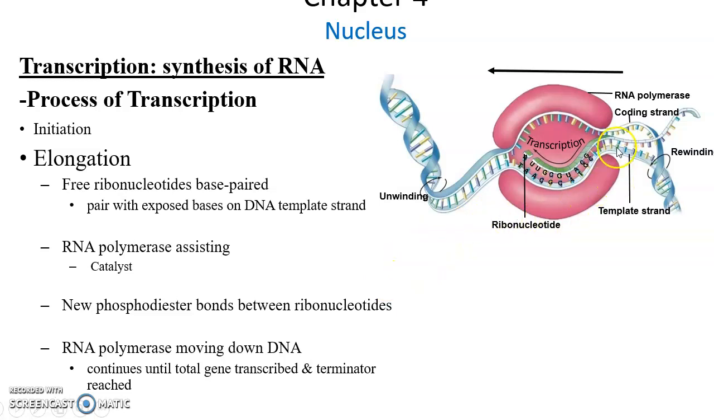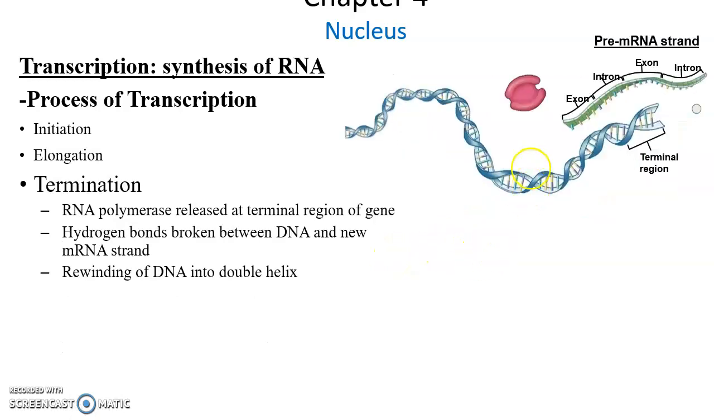And it will continue this until it gets to the terminator region, where the RNA polymerase will terminate, separate from the DNA and release the messenger RNA. However, this messenger RNA isn't quite ready to leave the nucleus, so it's often called pre-messenger RNA. And of course, the DNA reforms its double helix.